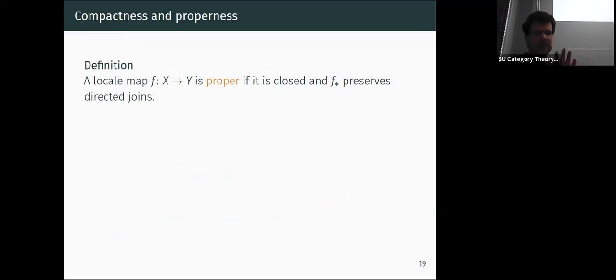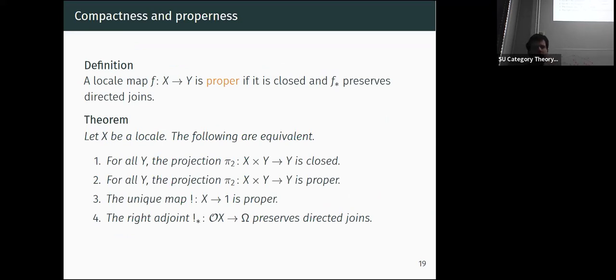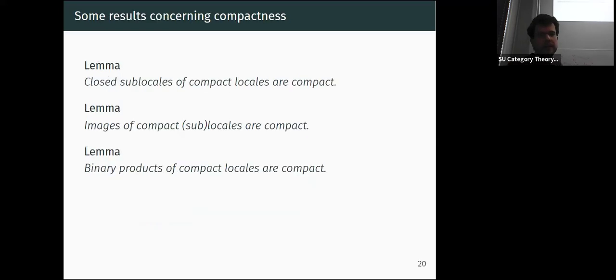Okay, I'll maybe talk about properness later, or I can talk about it now. So we say a map's proper if it's closed and this right adjoint preserves directed joins. And then it turns out we have a similar result as we had for openness. So we had this projection being closed, but also it being proper, or this unique map being proper, or the right adjoint preserving directed joins. And we then get these dual results, like he suggests.